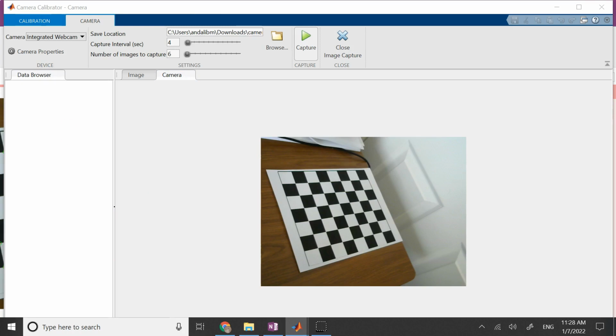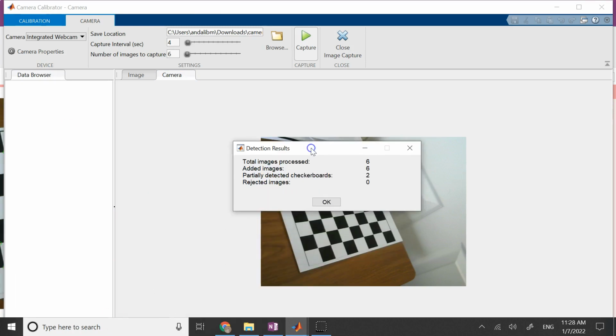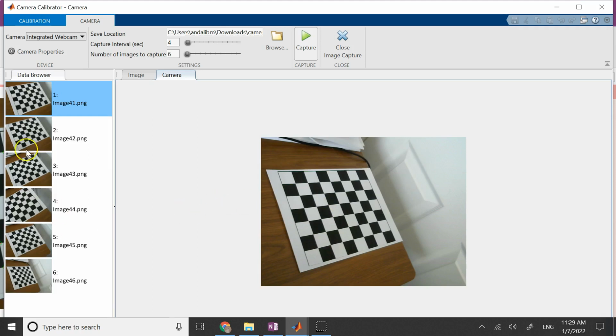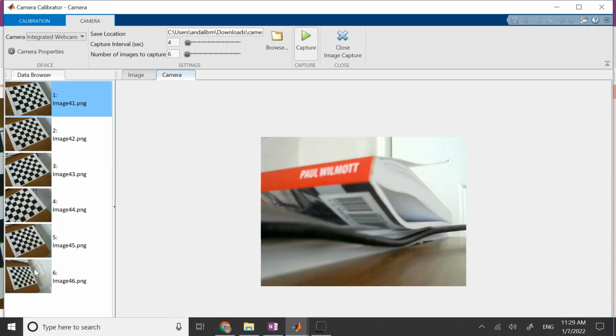Okay, so here it gives you this window and says, hey, I got 6 images and none of them was rejected, but 2 of them I could only partially detect the chessboard. So it did not really reject any of that. That's a good thing. But if it did, for any reason, it would tell you, hey, 3 out of 6 are rejected. So literally only 3 of them are worth anything, right?